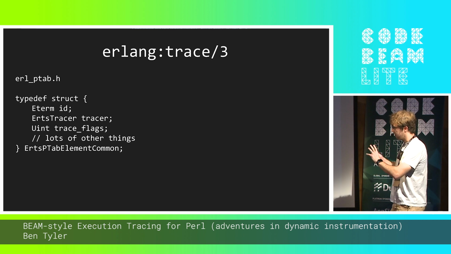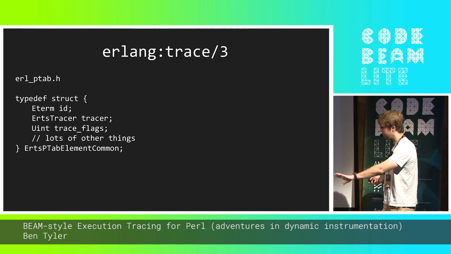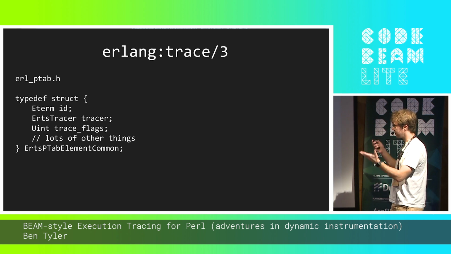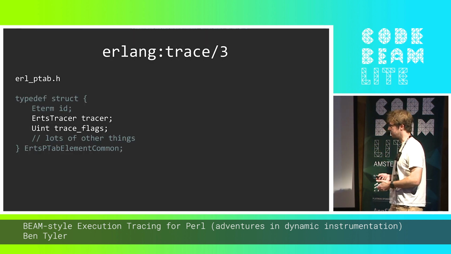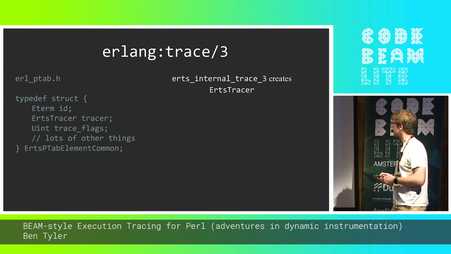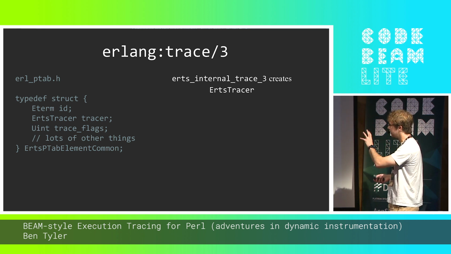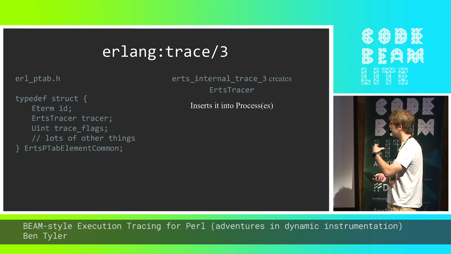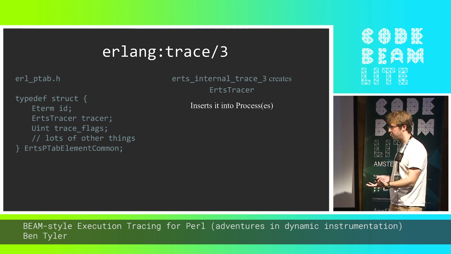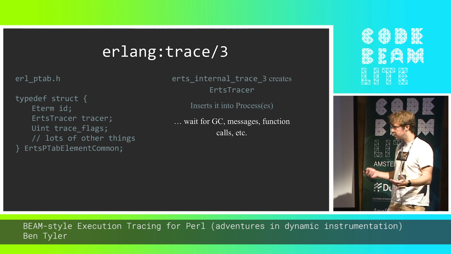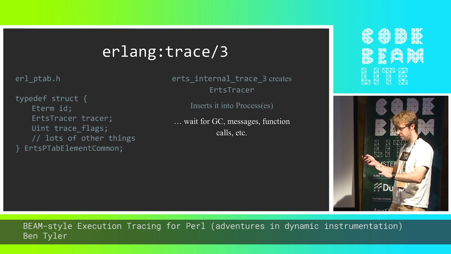Having trimmed down a whole bunch of stuff from that struct, there's basically two fields that are interesting for talking about what the trace function is doing behind the scenes, which is just ERTS tracer and trace flags. When you invoke it, it boils down to ERTS internal trace 3. It allocates a new ERTS tracer. It inserts that into all the processes that are targeted by your request. And then that's kind of it. From then on, you can wait for GC, you can wait for messages, function calls. That's the end of the story for this BIF. It's relatively straightforward.